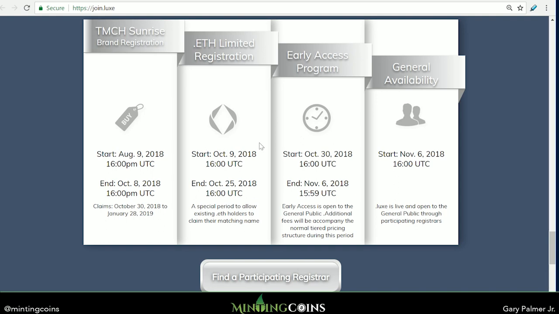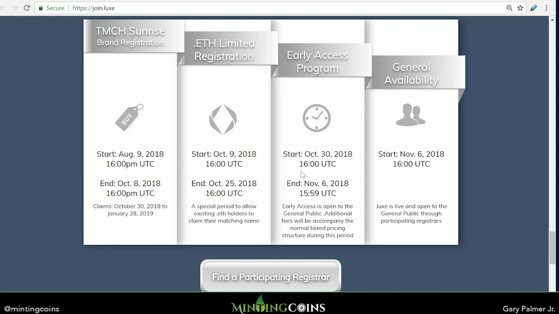So when the ENS holders jump in and we claim our .luxe names, I'm not sure at what price points they're going to be hitting us with that billing. I'm not sure if it's going to be a standard lower price no matter what the name is, or if it's going to be the standard higher price if you have a keyword strong domain name. We're going to find out. So this .eth limited registration period ends October 25th. You got about 5 or 6 days before Halloween to finish that registration.